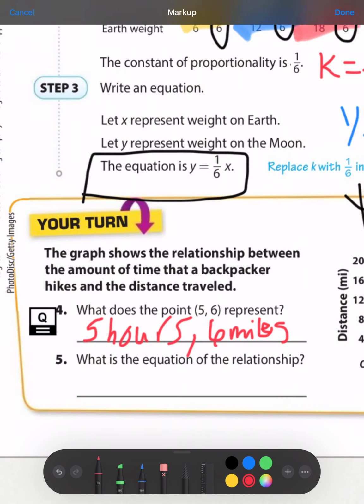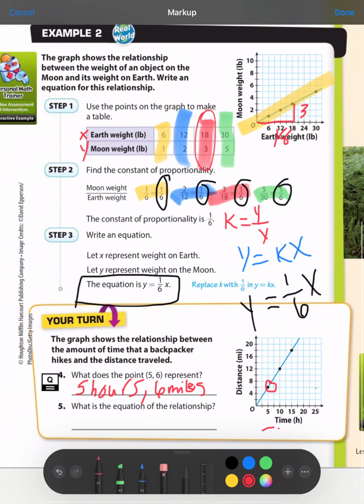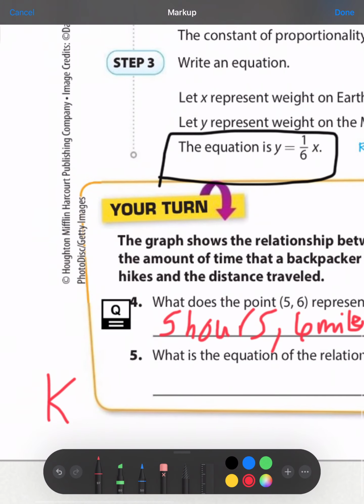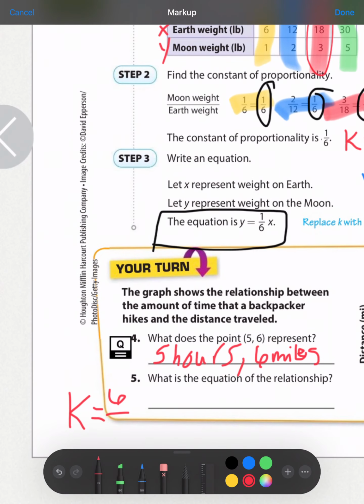So what is the equation of our relationship? Alright, so if we go through and do all of our k's, we can just use this one here. We know that it's constant. So k is going to be 6 over 5, because remember it's k equals y over x, and this 5 is x and 6 is y. And we know that the equation is y equals kx. So y equals 6 over 5 x.